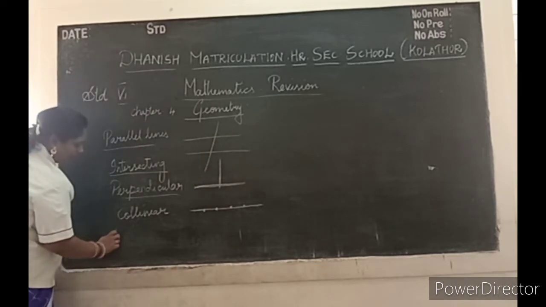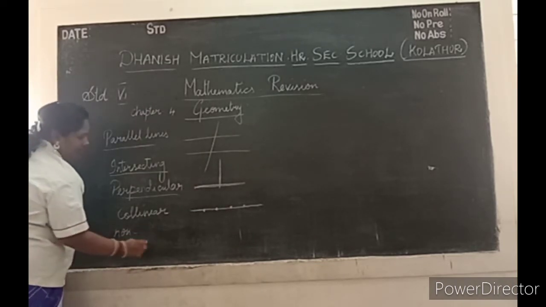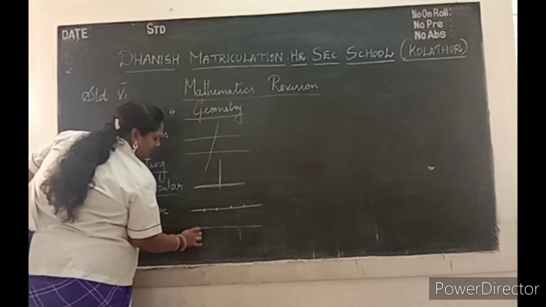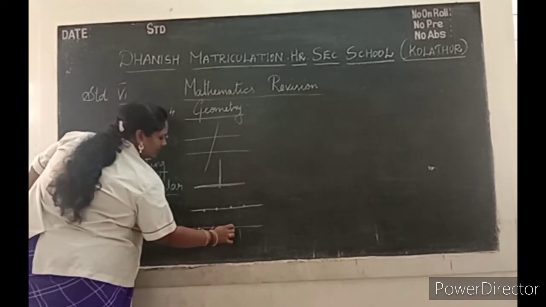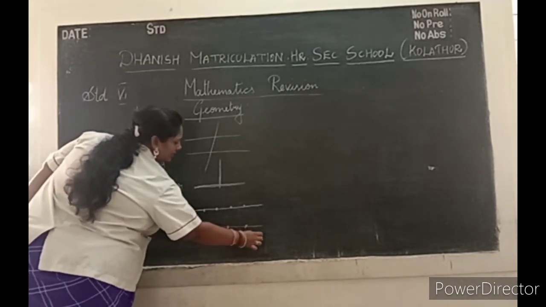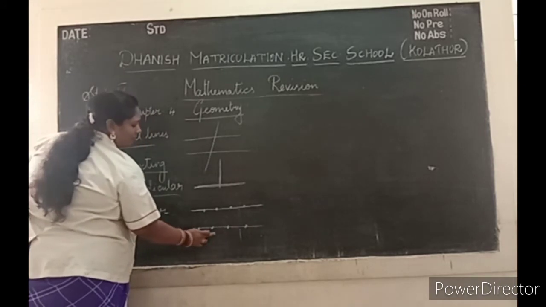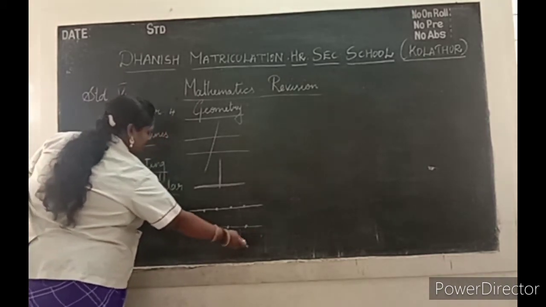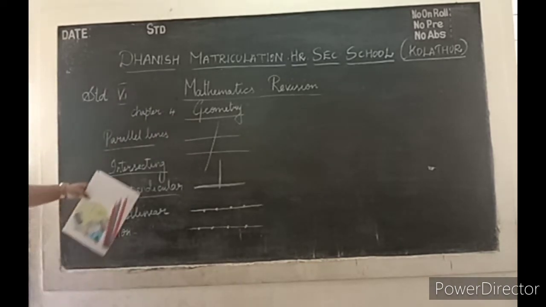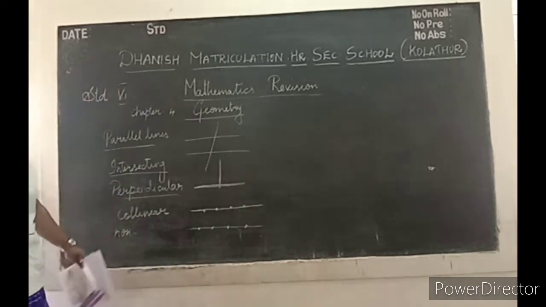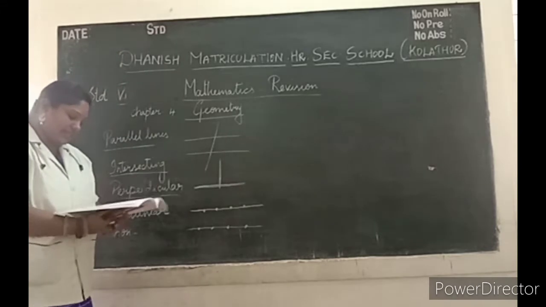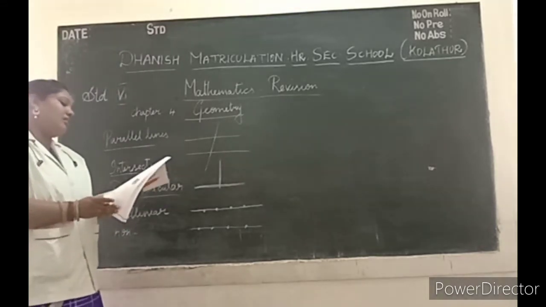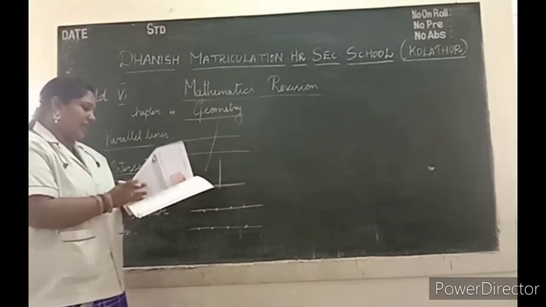What is non-collinear? Non-collinear is where, of the points, some are not on the same line. See here, four points are collinear and the other point is in a different place. So this is called non-collinear. These are the important points we saw in this chapter. The practical geometry we will see in the last part.